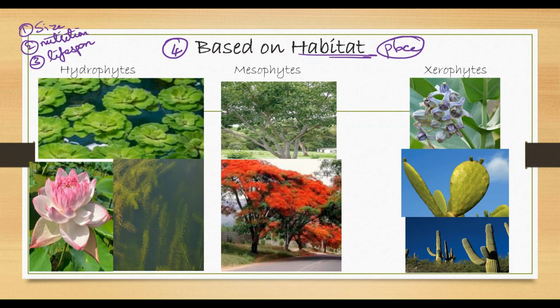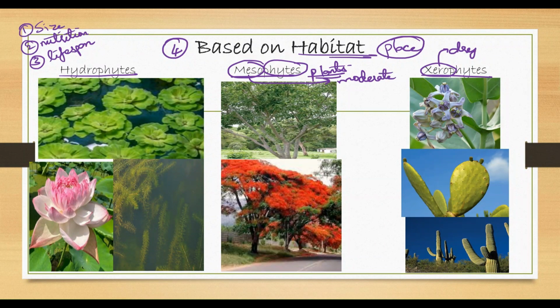So, based on the habitat, the place where the plant is found, plants can be classified into hydrophytes, mesophytes, and xerophytes. Phyta means plants. Xero means dry. Meso refers to moderate. Hydro refers to water. First, let's understand about hydrophytes.